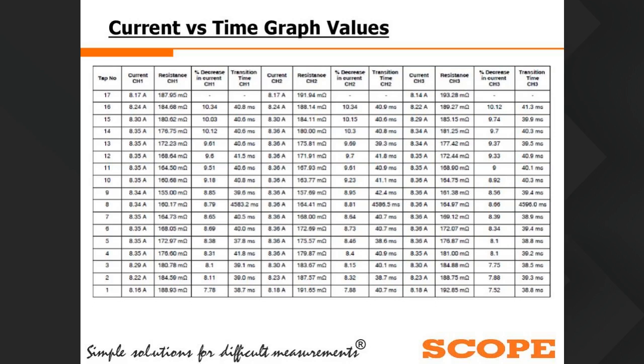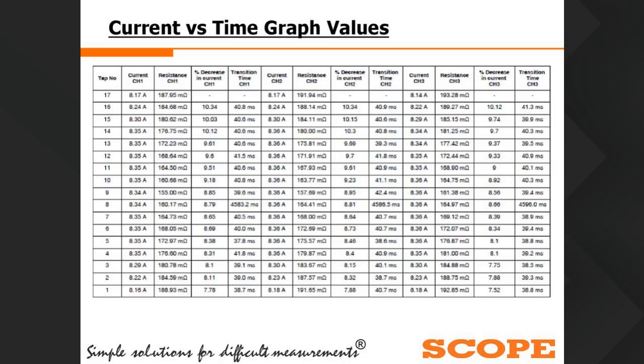With the help of our instrument, we can take all the sample data: the resistance of every tap, the percentage decrease in current, and the transition time, that is the time required to change the tap from one position to another. Here you can see tap number 16. The resistance of that channel is 184 milliohm, the percentage decrease of the current is roughly 10%, and the transition time required to change from tap 15 to 16 is 40 milliseconds.